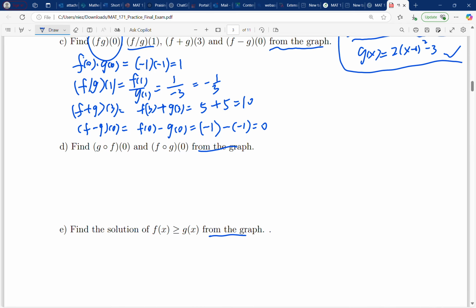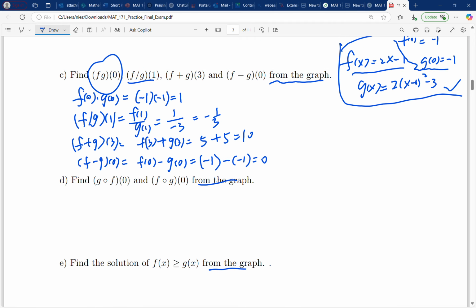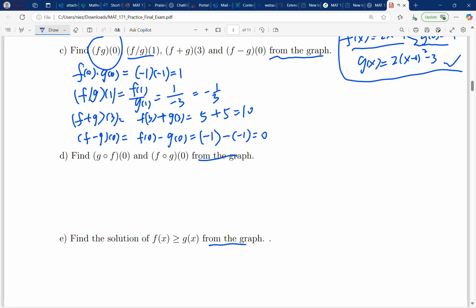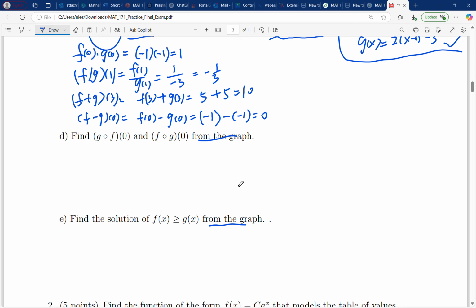And the D part: C is the combination of functions, like a sum, difference, product, or quotient of two functions. But E, this circle, is different. It doesn't mean the product, it's a composite function. So the first one, the composition of J and F: J circle F of 0 equals J of F of 0.